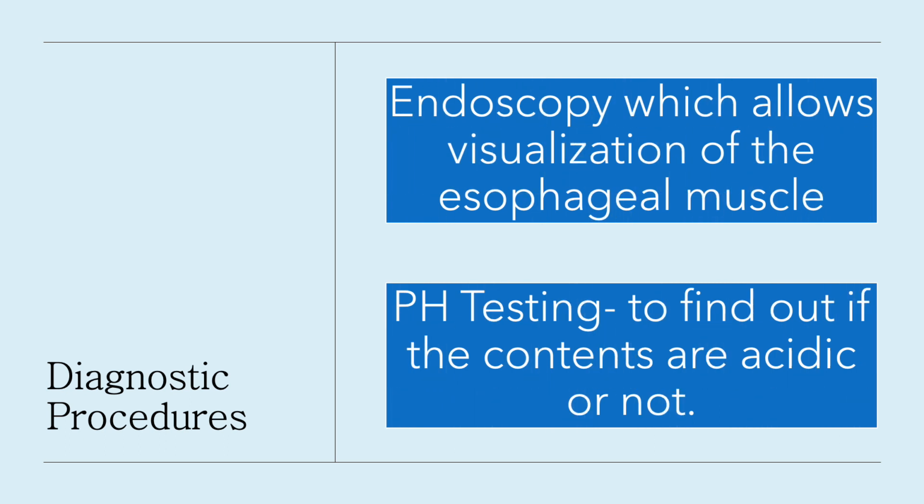So GERD can be diagnosed two ways, and not limited to these two ways, but these are two ways that I'm focusing on. One is endoscopy, which allows visualization of the esophageal muscle, so basically a scope going down to actually look at the muscles in the esophagus. The other is pH testing to find out if the contents are acidic or not.